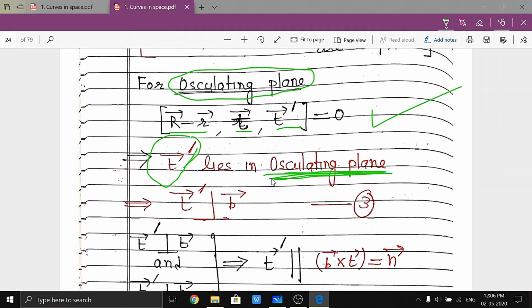Now imagine the osculating plane as we discussed earlier. You are sitting in a room, your left-hand side is the T vector, your front is the N vector, and the third side is the binormal vector, and you are sitting on the osculating plane. If the T vector lies in that plane, then T is perpendicular to the B vector. Clear? So visualize that, then you will find T' is perpendicular to B.